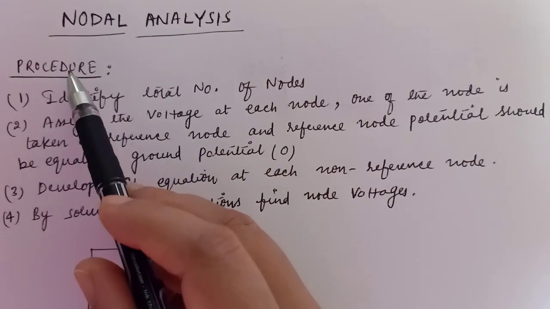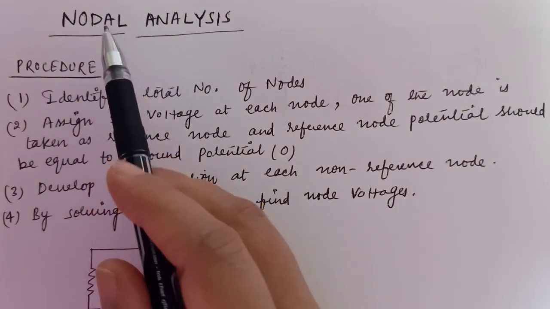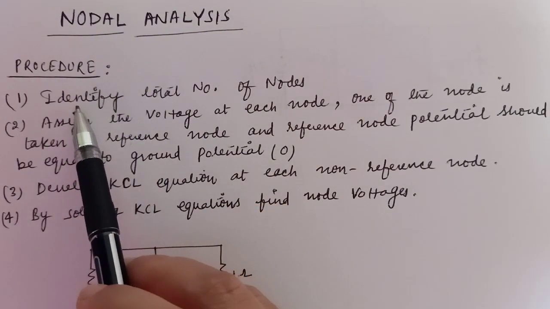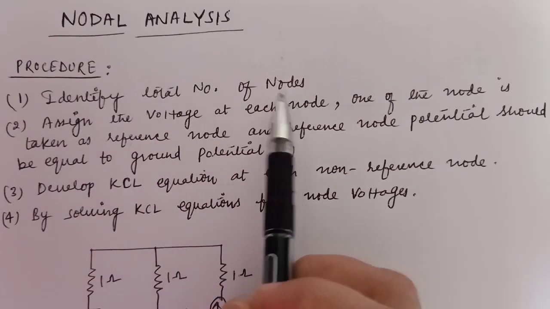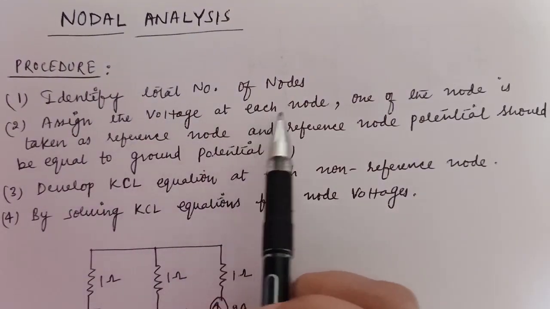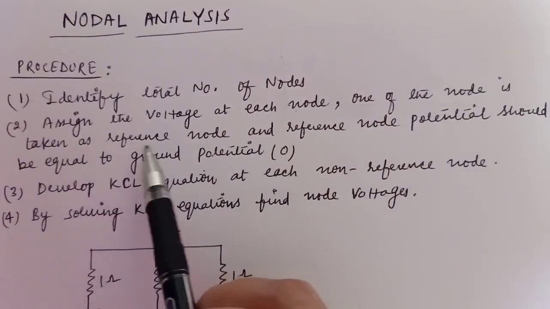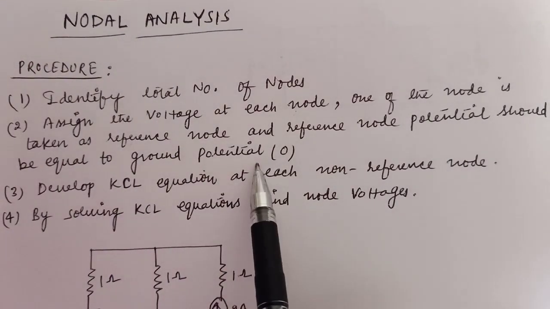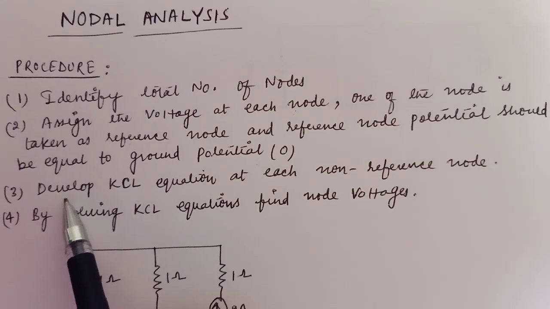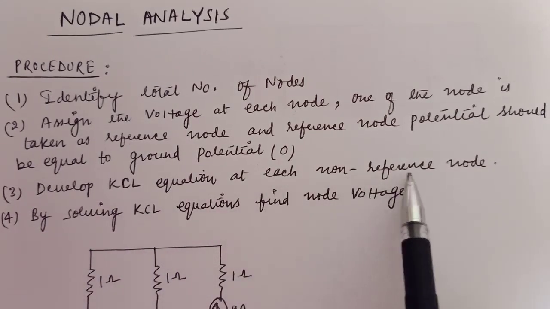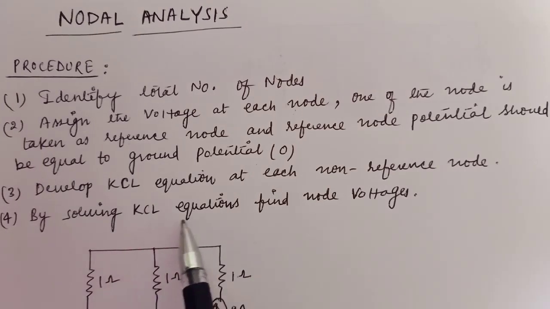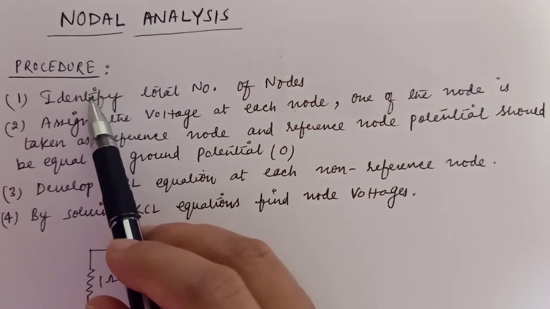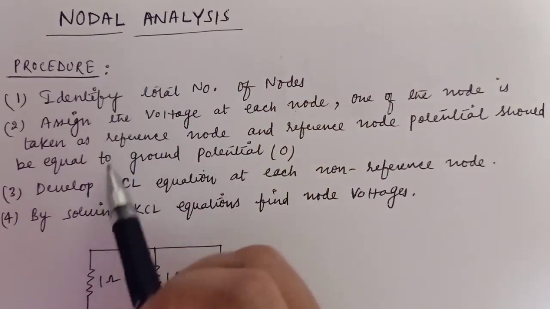Let's see the procedure to apply nodal analysis. The first step is to identify the total number of nodes, then assign a voltage at each node. One of the nodes is taken as a reference node, and the reference node potential should be equal to ground potential. Next, you have to develop KCL equations at each non-reference node, and by solving the KCL equations, you find the node voltages. So these are the steps for nodal analysis.